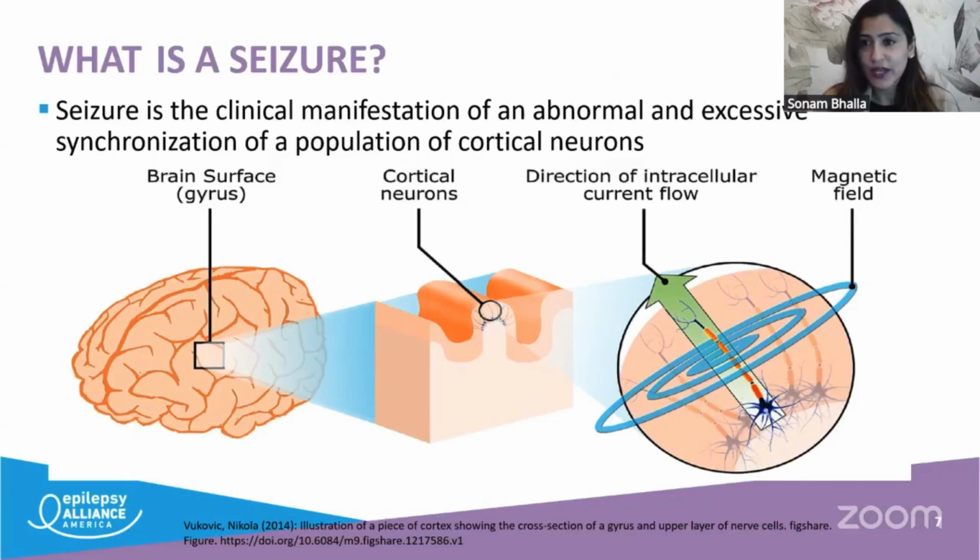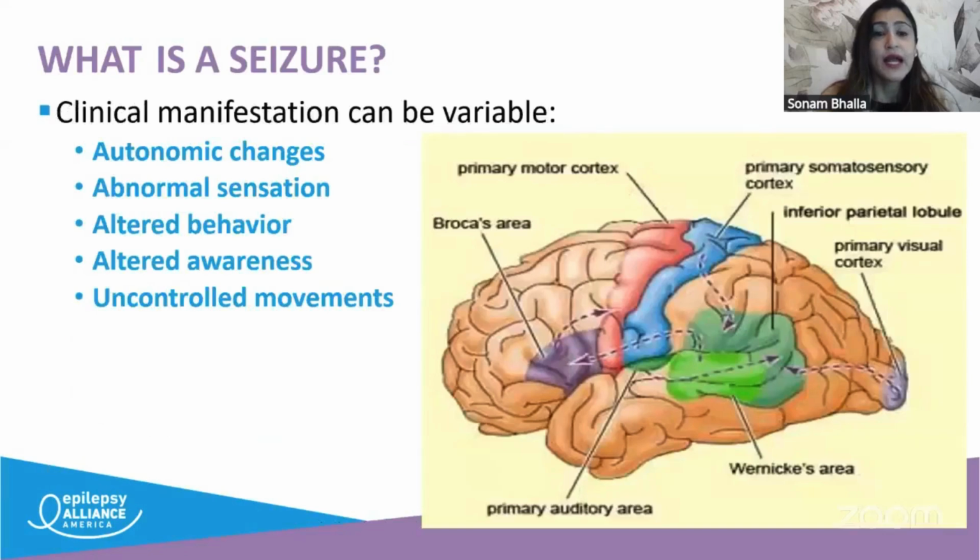And this electrical activity also has a magnetic field around it. So that's where there is some more nuanced testing, like a magnetoencephalogram or MEG scan, that is sometimes done to get further information in someone who has severe forms of epilepsy, and we are pursuing other treatment modalities, especially surgery. The symptom of a seizure can be variable.